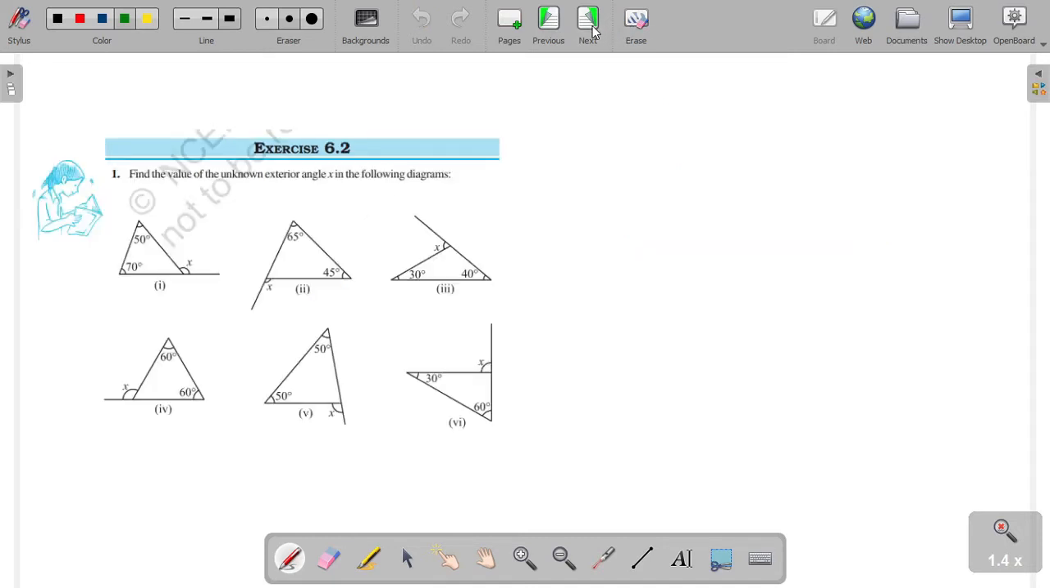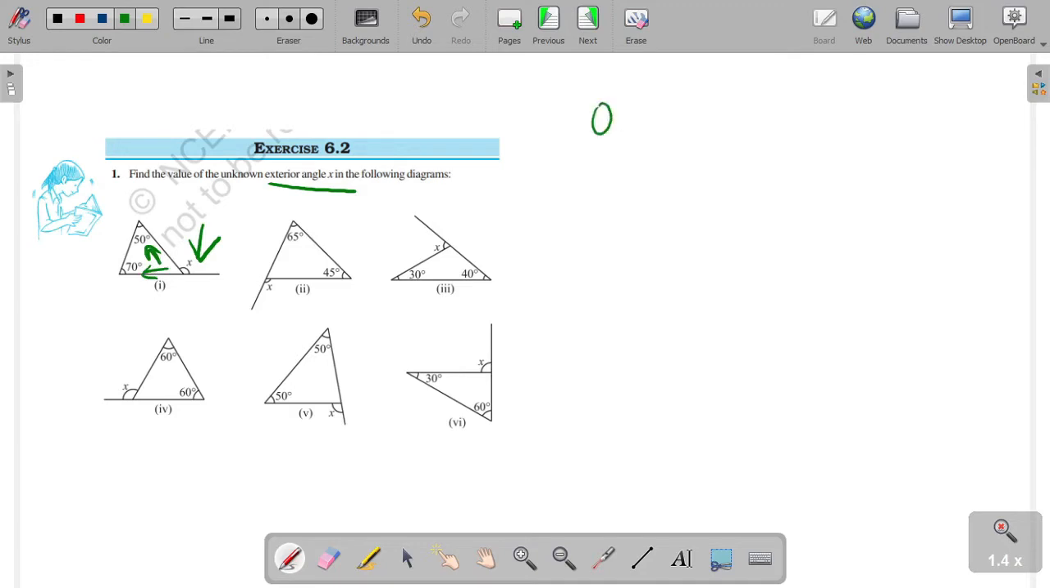Now exercise 6.2 is related to exterior angle property. So what do you mean by exterior angle? Whenever there is an exterior angle, it is equal to the sum of the interior opposite angles. Here you can see angle X is the exterior angle, and 50 and 70 are the interior opposite angles.